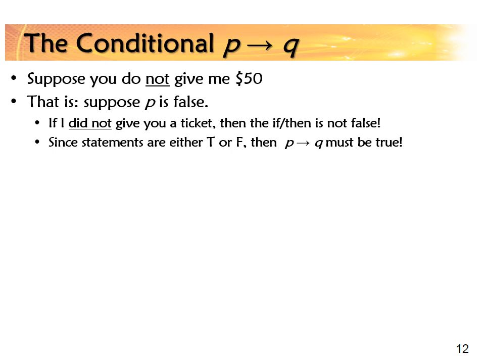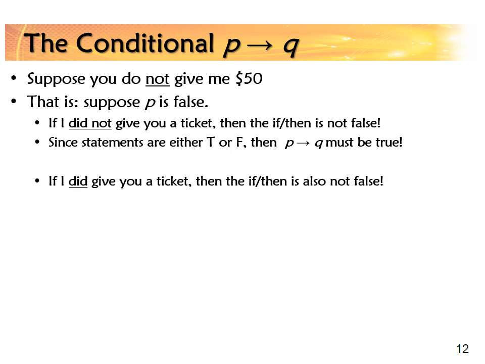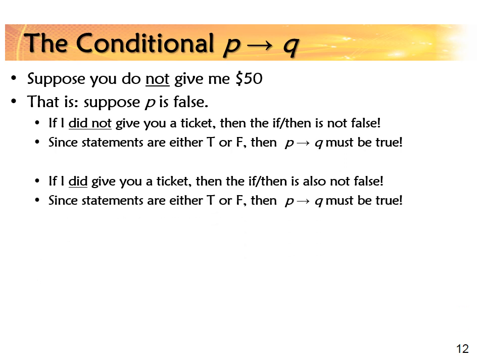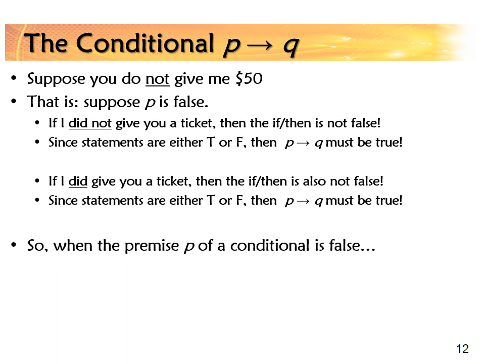Now we have to have a binary, a true or false value for every statement. Since the statement that I gave you can be either true or false, you don't give me $50 and I give you a ticket or not, it's not false, so it has to be true because there are only two things that it can be. If I did give you a ticket, then it is also not false and must be true.